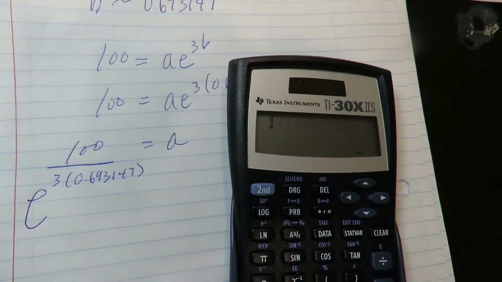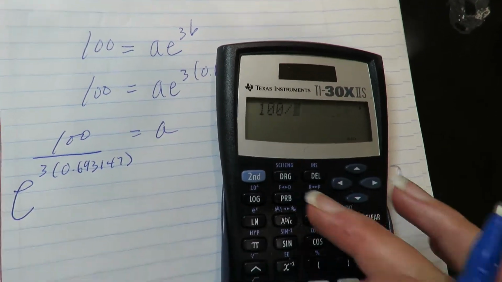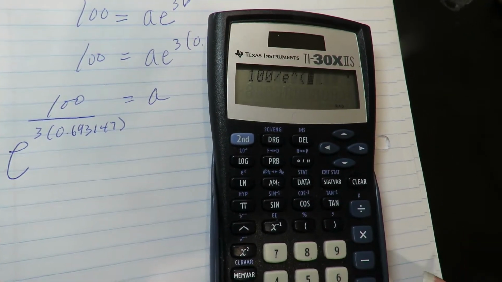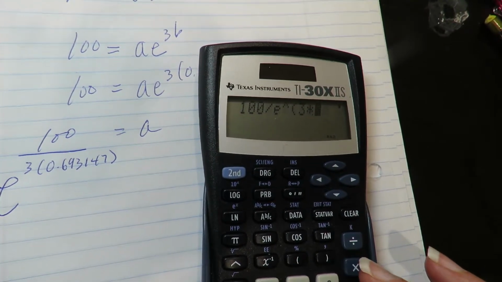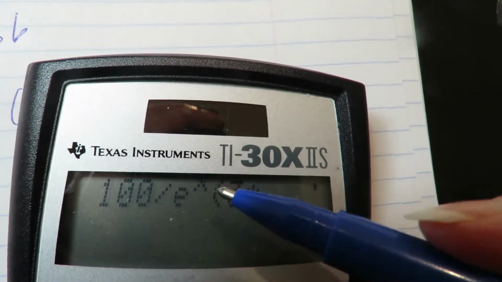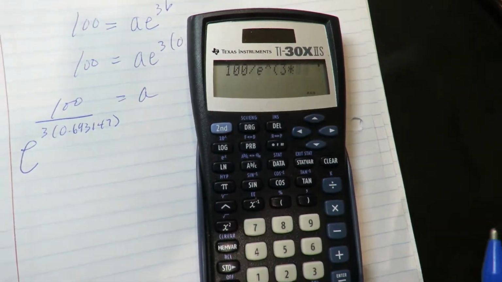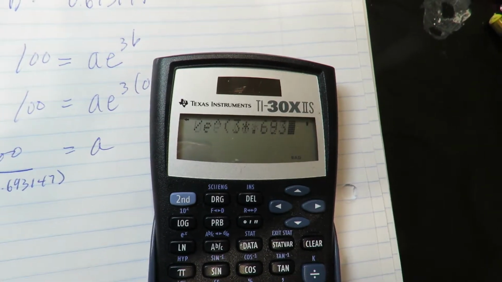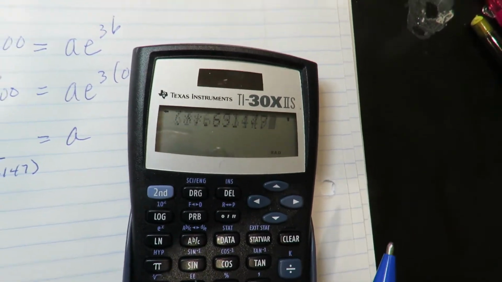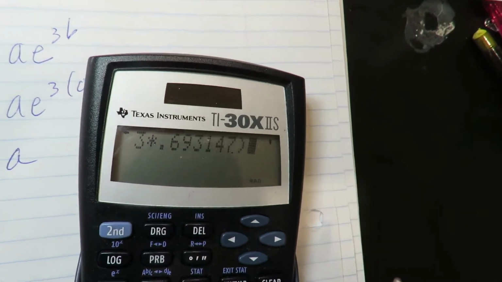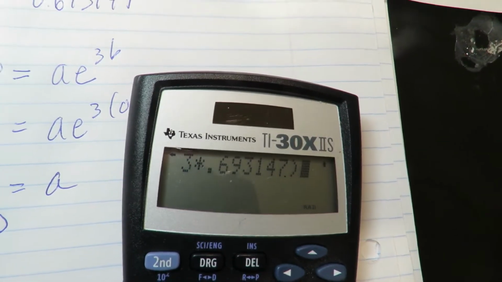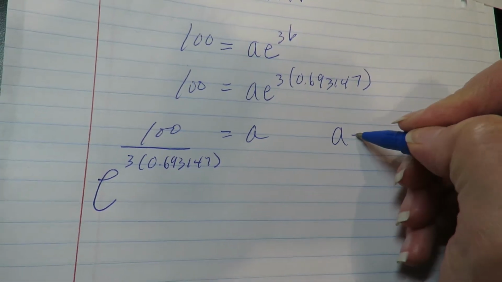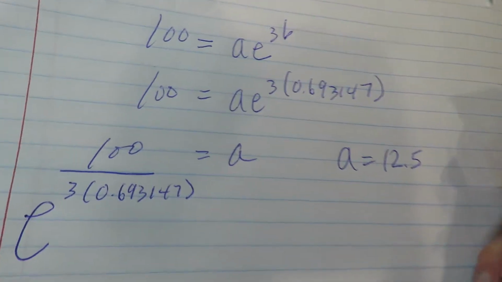All right, so we're going to do 100 divided by shift E, 3 times, make sure this is all in the parentheses, 3 times 0.693147, and close it, and then hit your equal. 12.5. So A equals 12.5.